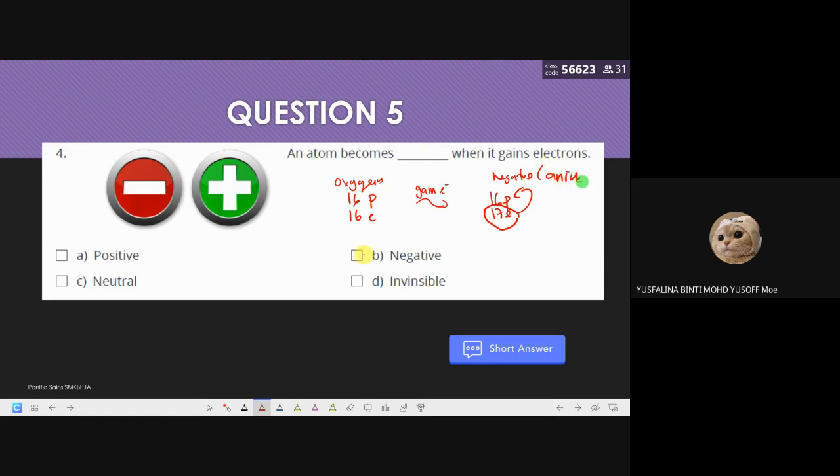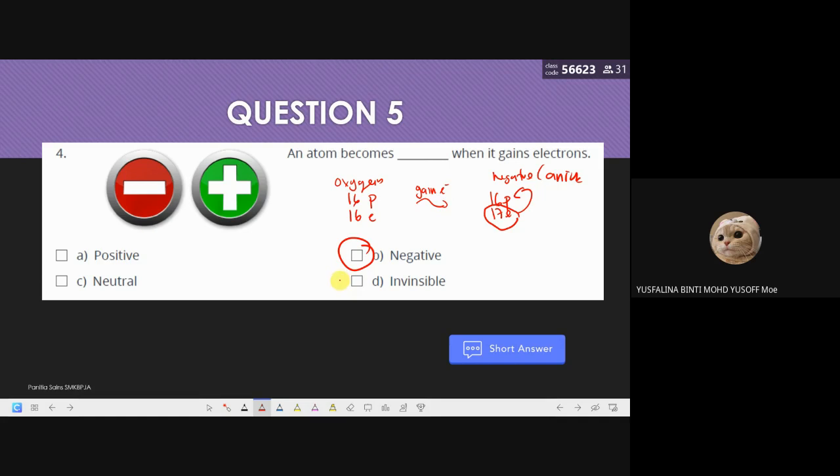So the answer is B. The atom is neutral if the number of protons and electrons is the same. But now the numbers are not the same anymore because it received an electron, so it has more electrons than protons and therefore a negative charge.